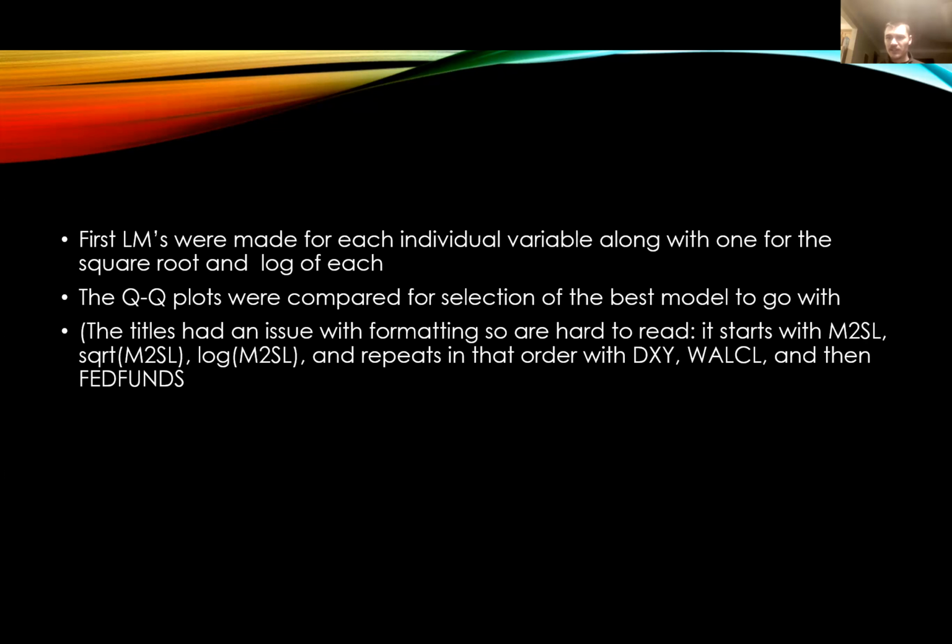So it starts with the M2 money supply first, and then the square root of it, and then its log, and then it repeats in that order for DXY, which is the dollar index, WALCL, which is the Federal Reserve assets, and then Fed funds, which is the federal funds rate.